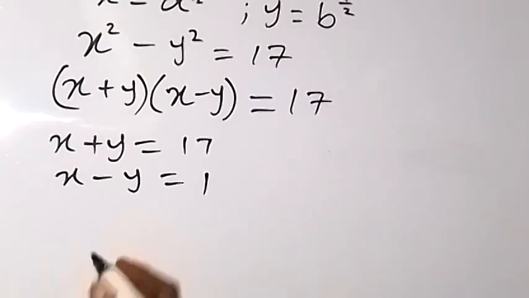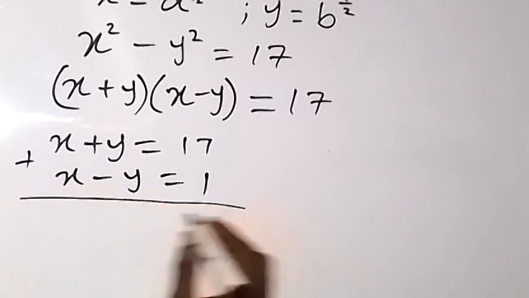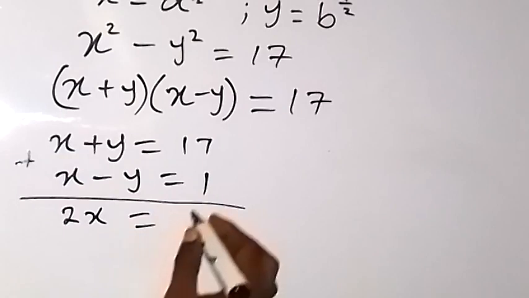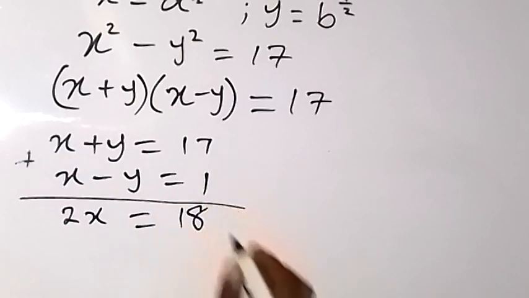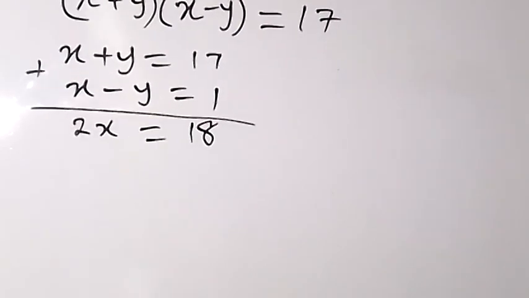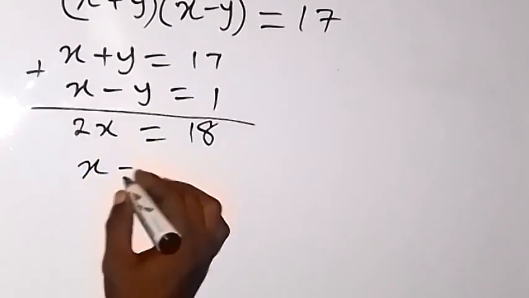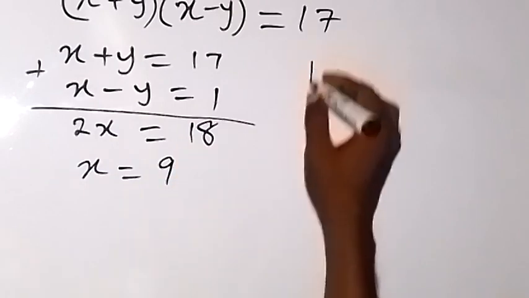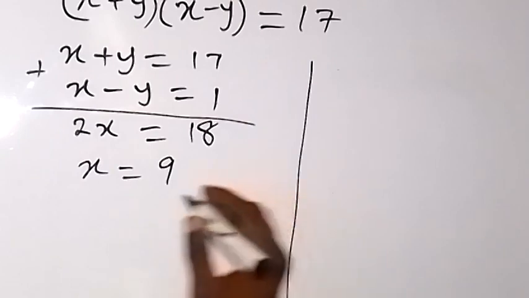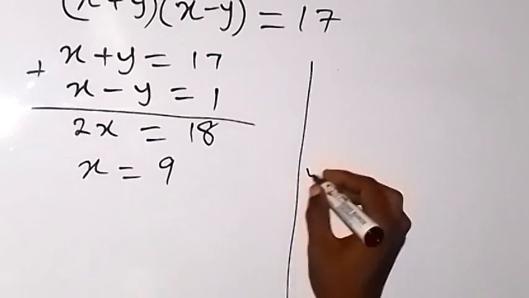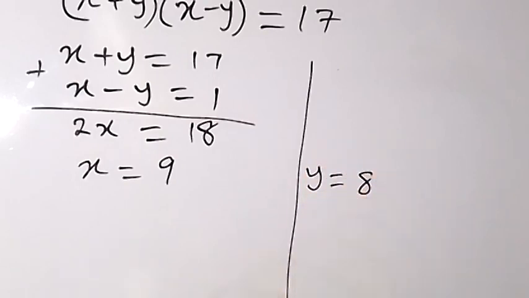We can eliminate y by adding the two equations. So from here we have 2x, since y has been eliminated, equals 17 plus 1, that's 18. Then to get x here, we can divide both sides by 2. And therefore our x will be equal to 9. So also we can get the value of our y. From here, substitute x equals 9 in one of the equations to get y. So that means our y will be equal to 8.